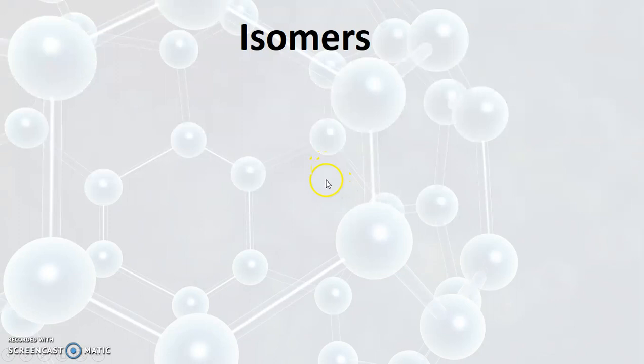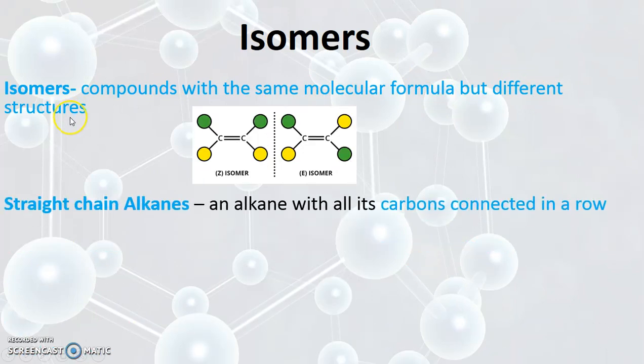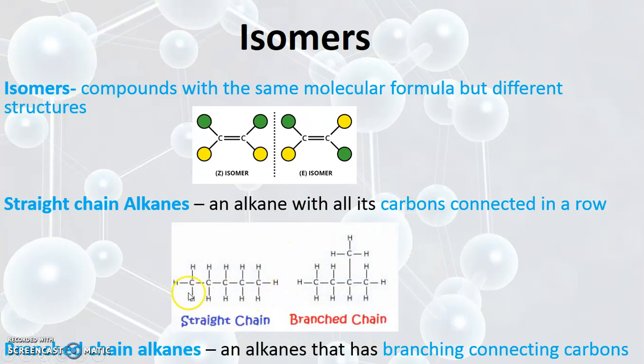What we need to know here for terminology is, what is an isomer? An isomer is a compound with the same molecular formula, but different structure. The reason this is important is because we have the difference between straight chain alkanes and branch chain alkanes. Straight chain alkanes are alkanes with their carbons all connected in a row. So all the carbons are connected in one single row. This is a straight chain alkane.